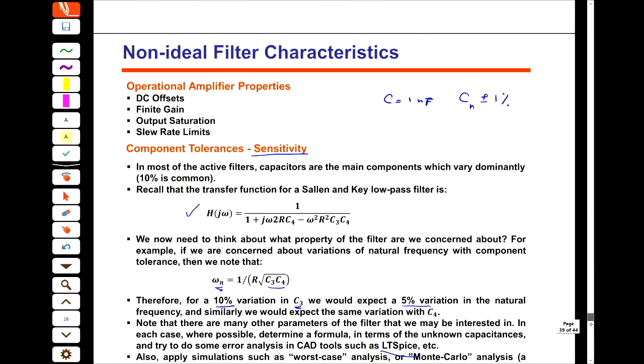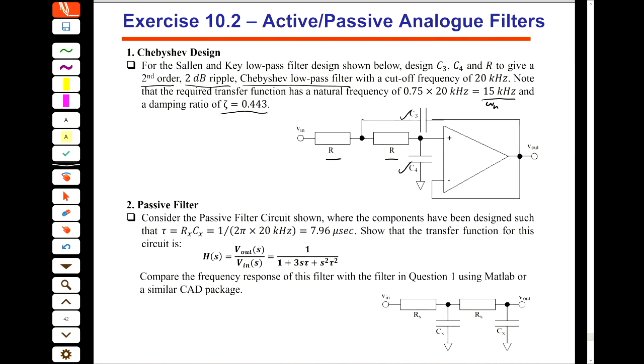So apply these two values. R square root of C3 C4 equals to 1 over 2 pi 15 kilohertz, which is 10.6 microsecond, and then we have the square root of C4 divided by C3, which is equal to zeta equal to 0.443.